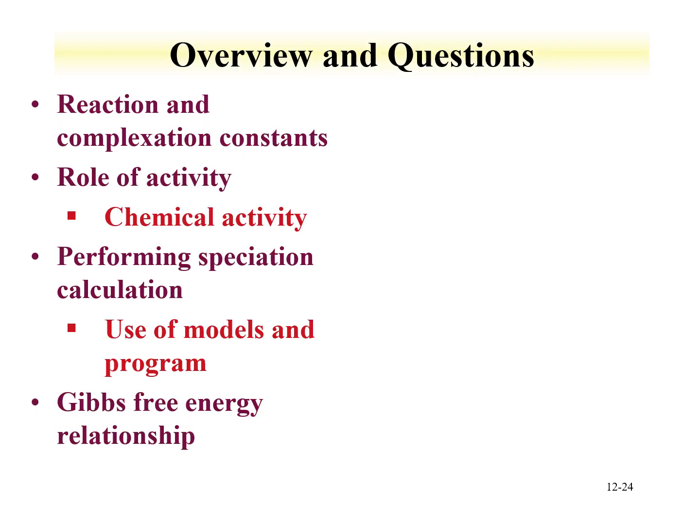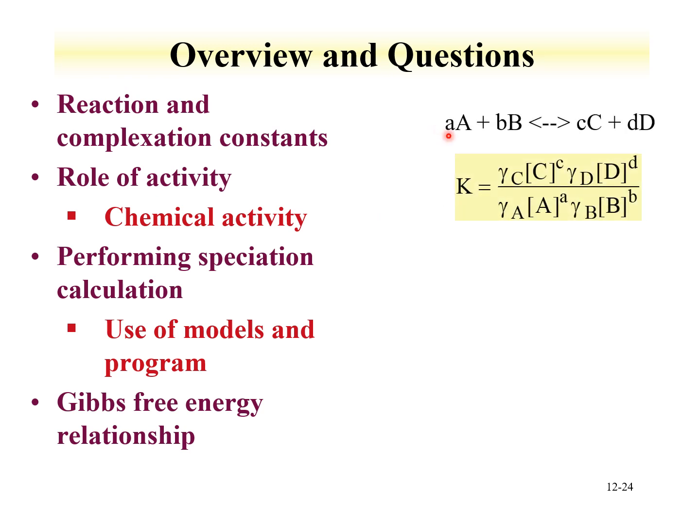What was presented in this lecture includes reaction and complexation constants and the role of activity, chemical activity, in those constants. As was shown here, we can have a reaction where we get some reactants going to some products. The complexation constant, or some equilibrium constant, is shown here where we have the products divided by the reactants. Here we have the chemical activity included. So these are the equations that we use to determine speciation. So if we have this value known at equilibrium, we can determine the relative concentration of each species.